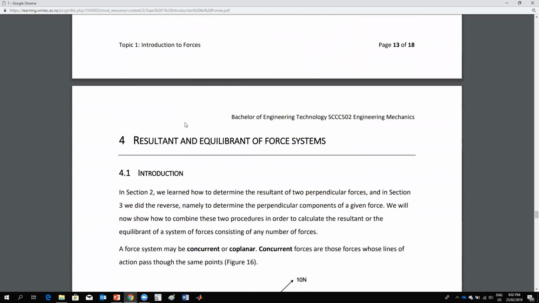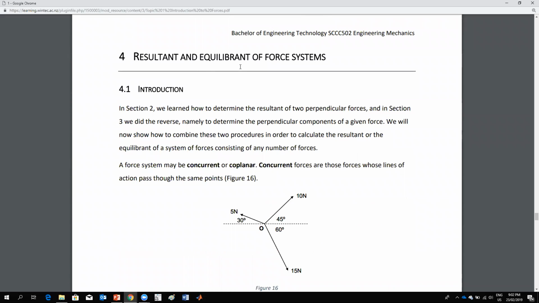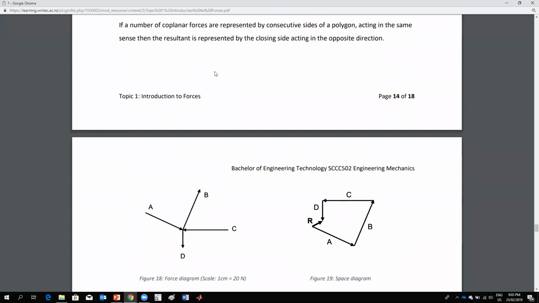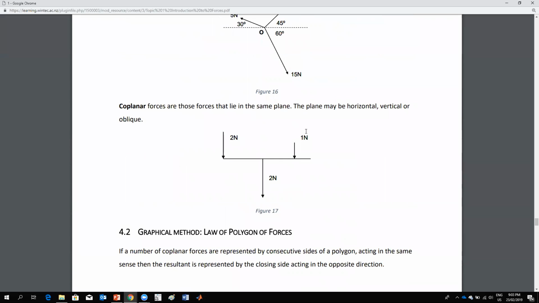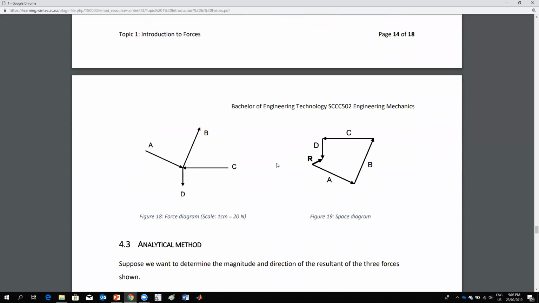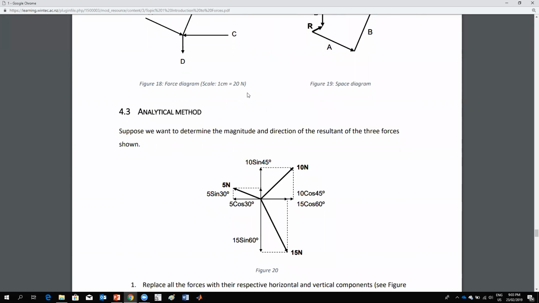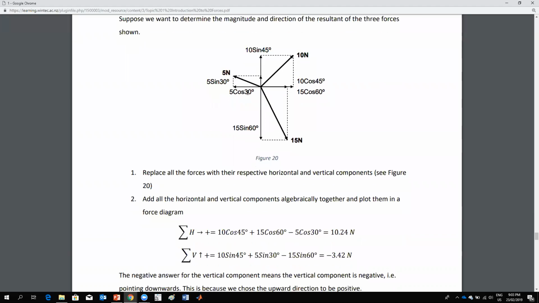So I recommend you start with this one, the resultant and equilibrium force of a system. Just try to go through it. There is a way you can calculate it by graphical methods, which I described for you. If you have a ruler, you can do it easily, you don't need a calculator, and you can find the results very easily.